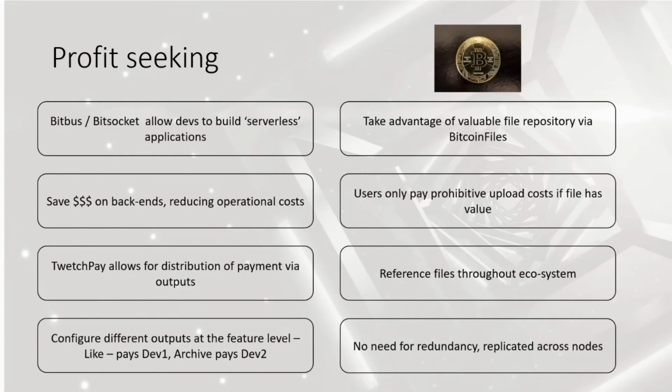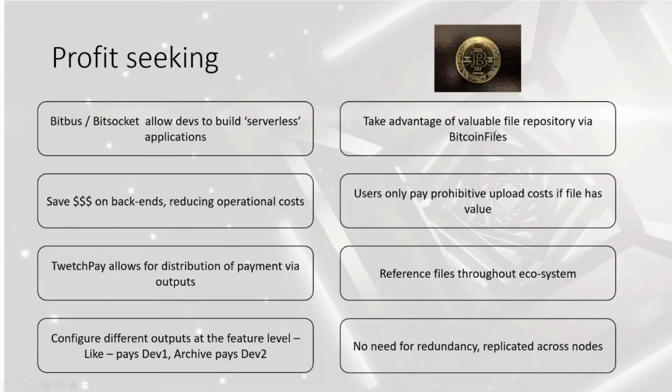With TwetchPay, you can start paying people on different outputs, right? One thing I want to see, which I haven't seen yet, though I think Twetch does a little bit of this, is that depending on the function that's done, it could pay different people. Maybe when there's a like, that pays the dev who built the like. If there's a branch, that pays the dev or devs who built the branch, right? I have that example here. And maybe you have an archive function, and that would pay the other dev. That could all be functioning on the same site.